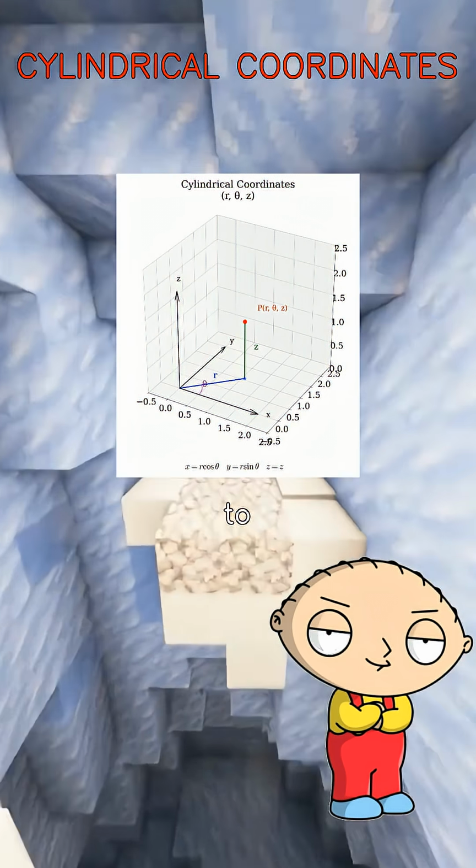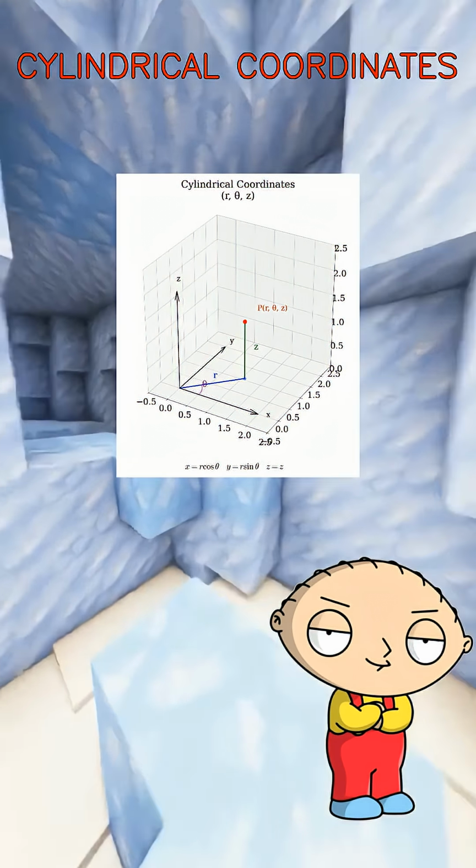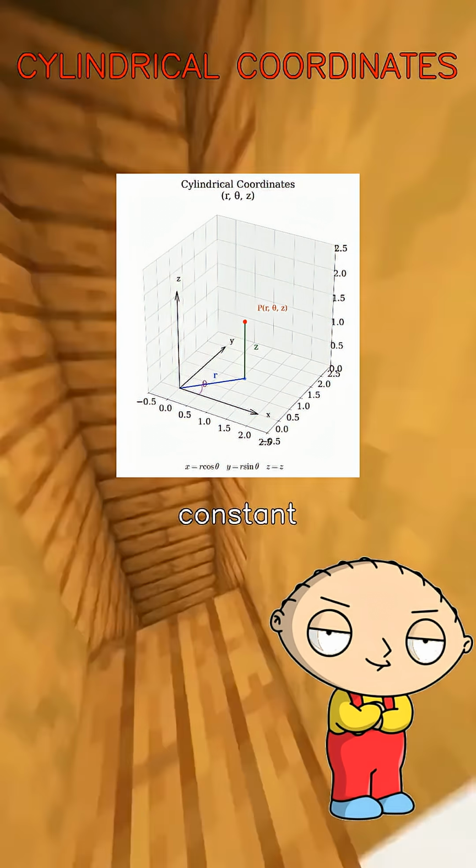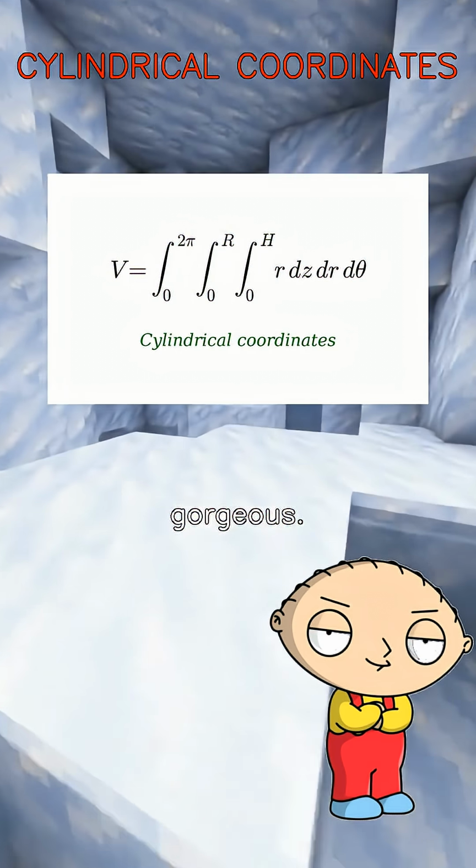R goes from 0 to r, theta from 0 to 2 pi, z from 0 to h. Beautiful constant bounds. The integral is now gorgeous, but wait.